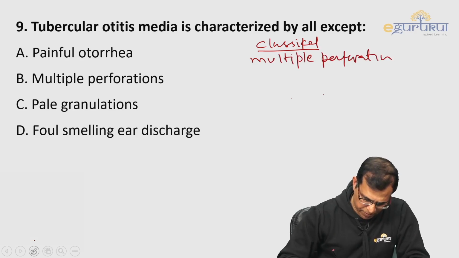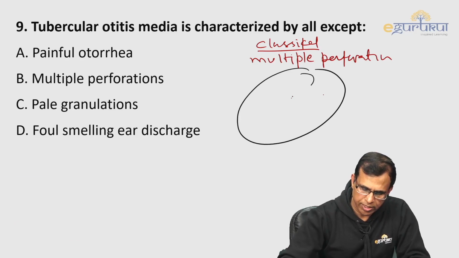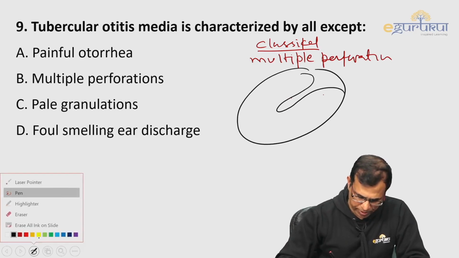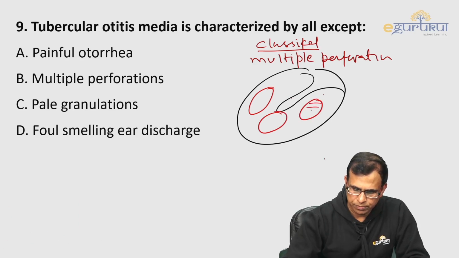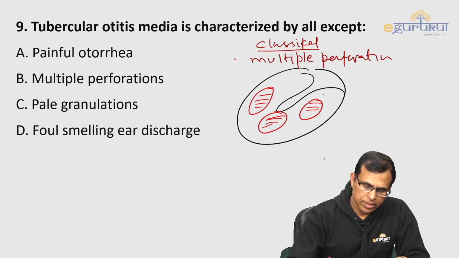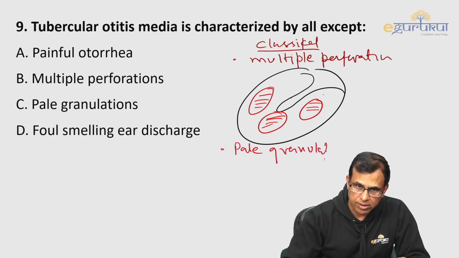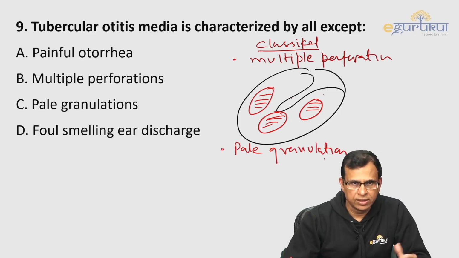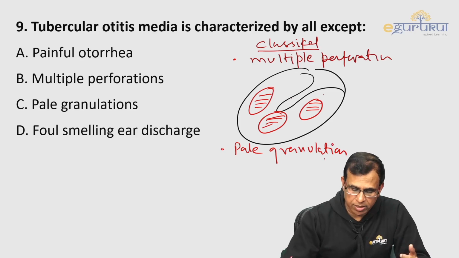So if you have a tympanic membrane like this, handle of malleus, and on this tympanic membrane, if you can see many perforations, more than 2 perforations, it is clearly a case of tuberculosis. The second most important feature is pale granulations. Now granulations in the middle ear is a pretty common finding, and you have to look at the color of the granulations. If it is pale in color, it is tuberculosis.